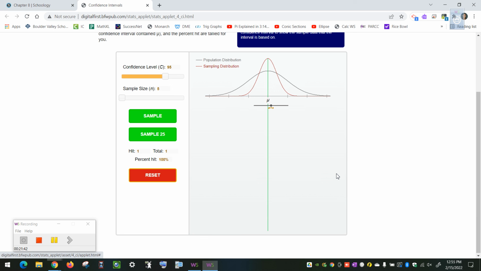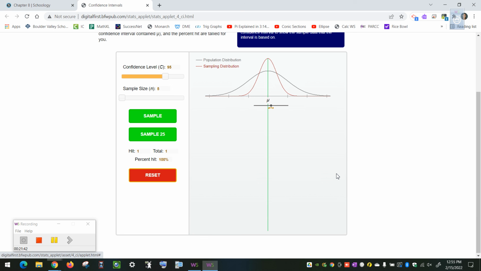On mine, it did. If you happen to have one where it did not, that's okay too. Confidence intervals are not perfect. They are not correct 100% of the time, so it's okay if yours did not. In fact, on the applet, it'll show up in red if it did not actually contain the true mean.